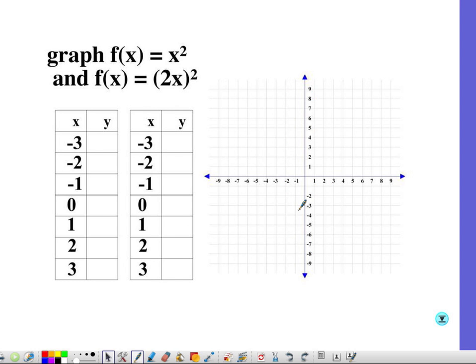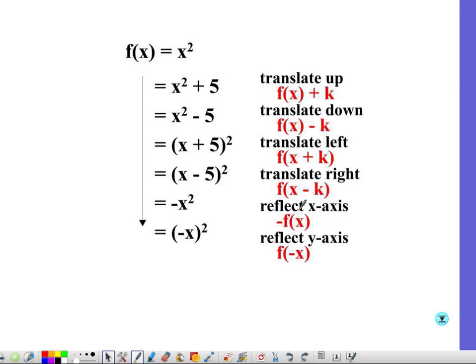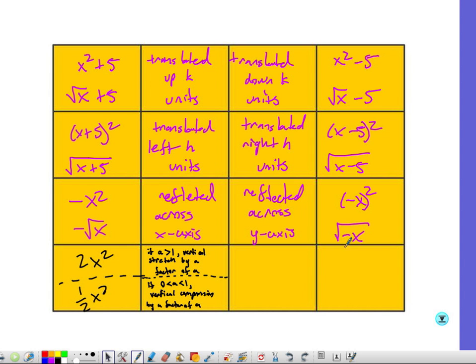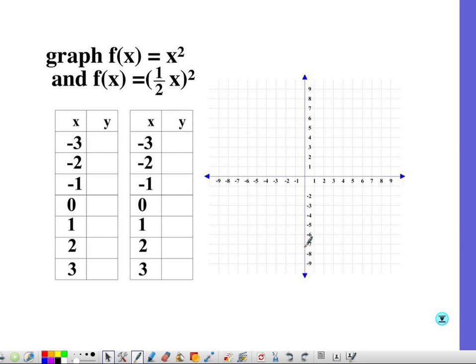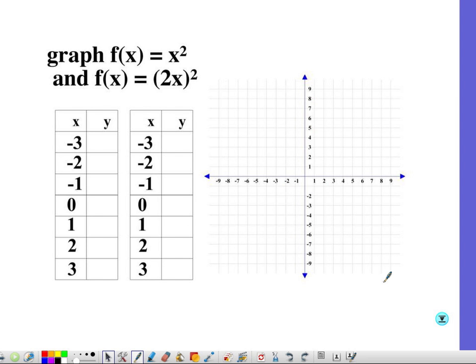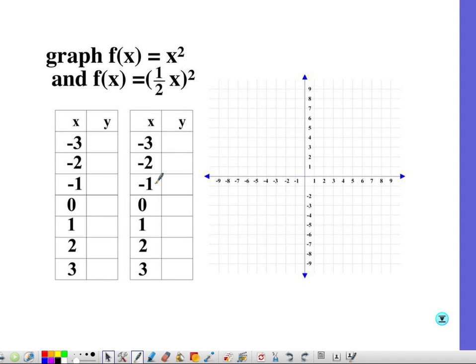Now the other one that you're going to be discovering is when, instead of having the a on the outside, we put a on the inside of the parentheses right next to the x. So we're taking x and multiplying by a first. And so the two examples that we use here are (2x) squared and then (1/2 x) squared. When you go through these, I want you to go through these individually. Take a look at what happens to the graph.